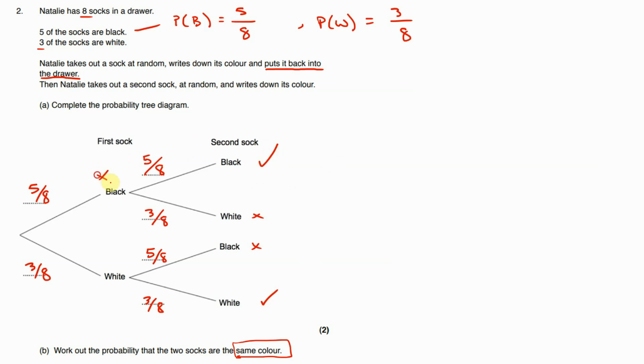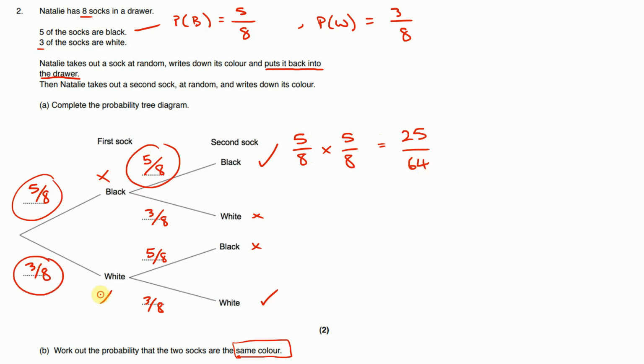So then we're going to multiply, so 5/8 multiplied by 5/8. That gives me 25/64. Then I'm going to do 3/8 times by 3/8. That gets me 9/64, multiplying top by top and bottom by bottom when we multiply fractions.